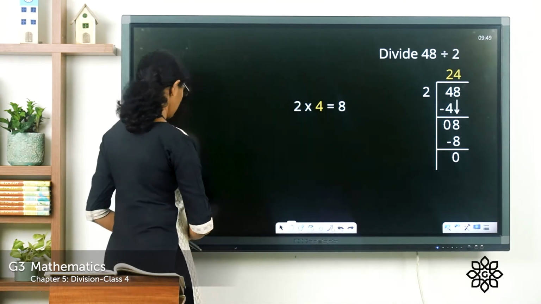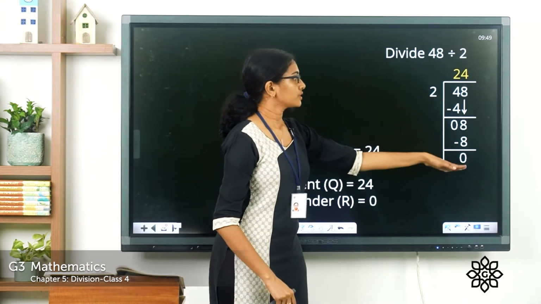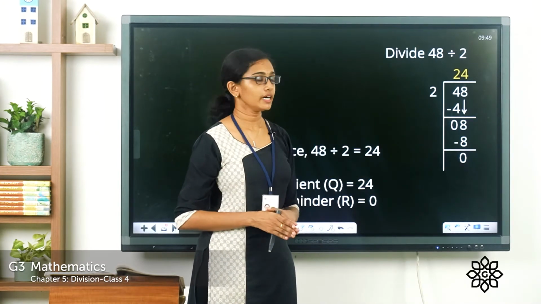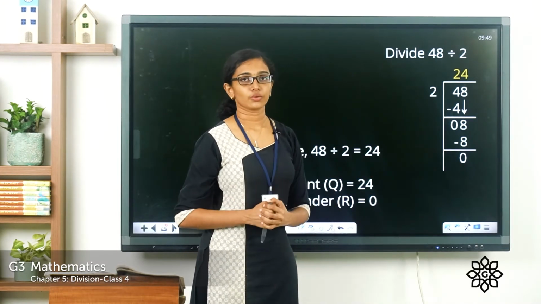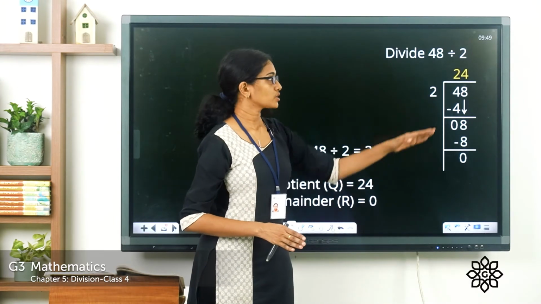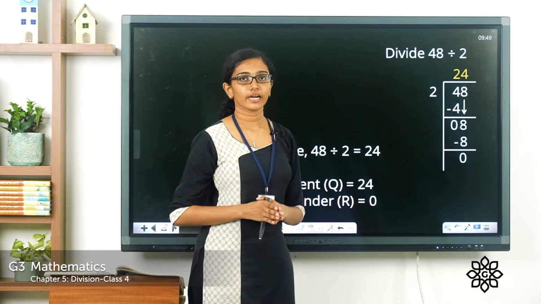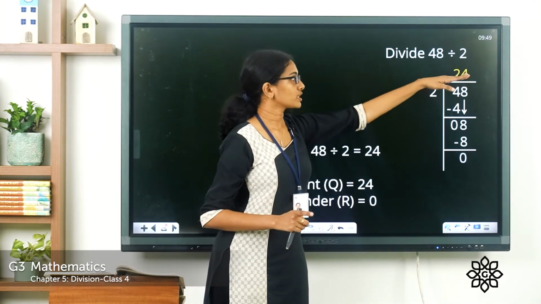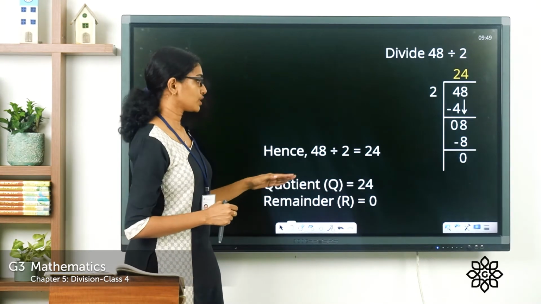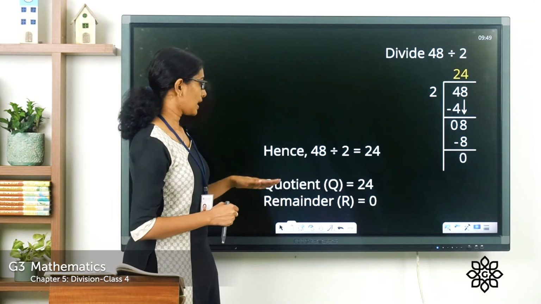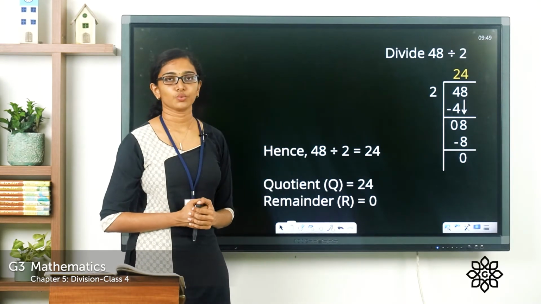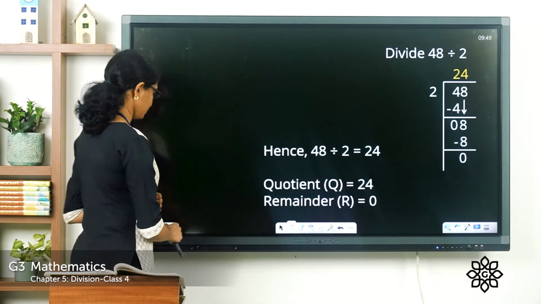Clear? So, there are no more digits to bring down and we got the remainder, which is this one, as 0. There is no remainder. We have done the division completely. So, 48 was completely divided to give the result or the quotient as 24 and the remainder as 0. So, the quotient Q is equal to 24 and the remainder R is equal to 0 when 48 was divided by 2. I hope this is clear to you.